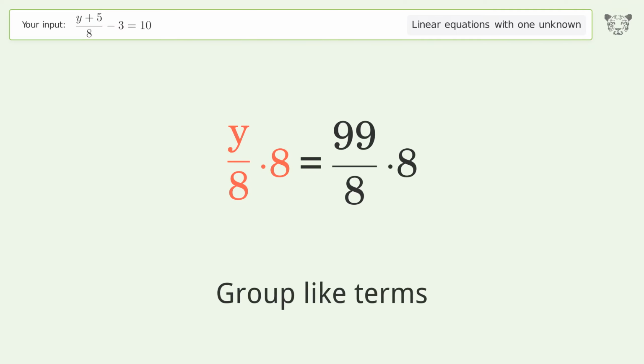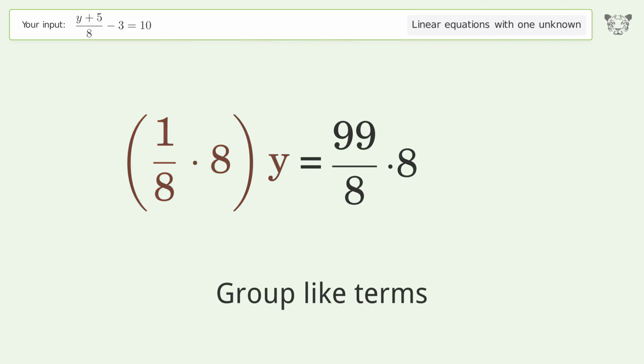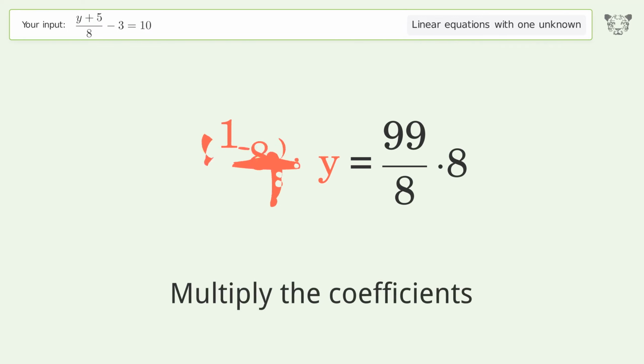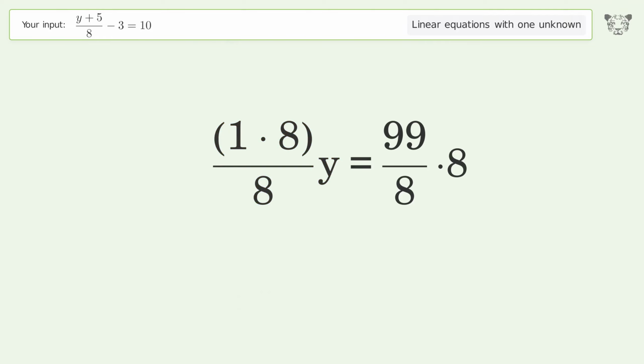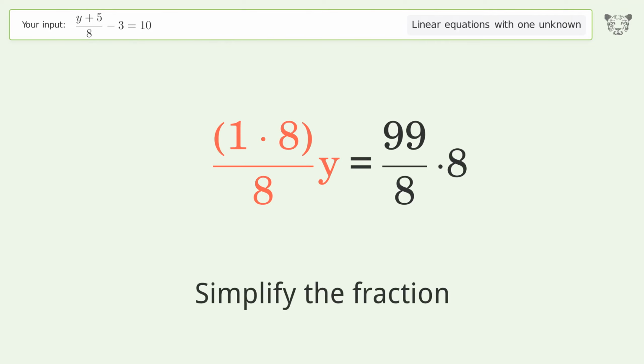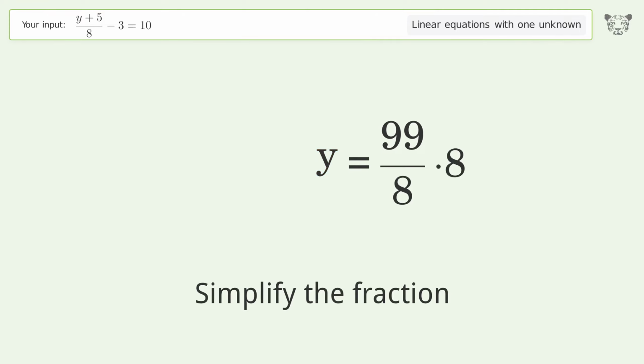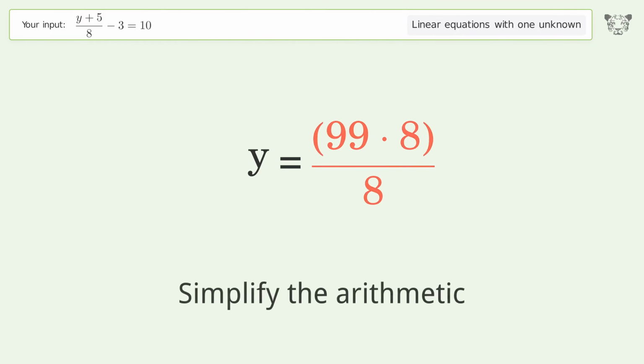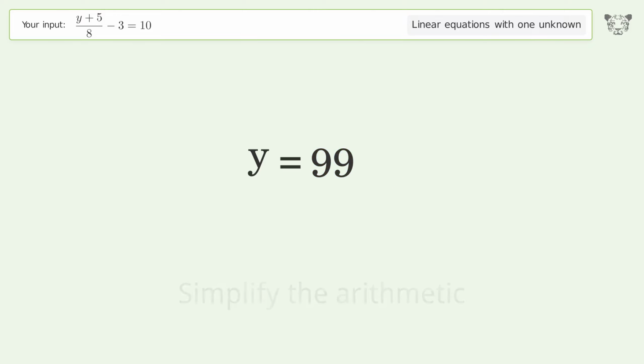Group like terms. Multiply the coefficients. Simplify the fraction. Multiply the fractions. Simplify the arithmetic. And so the final result is y equals 99.